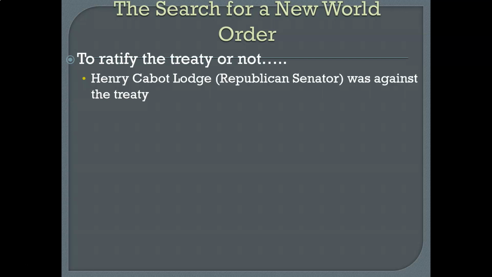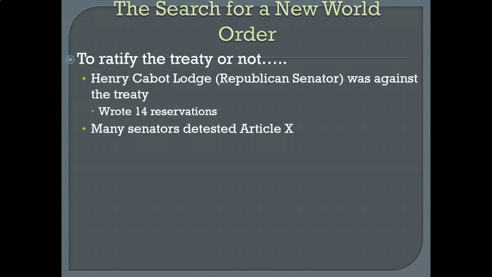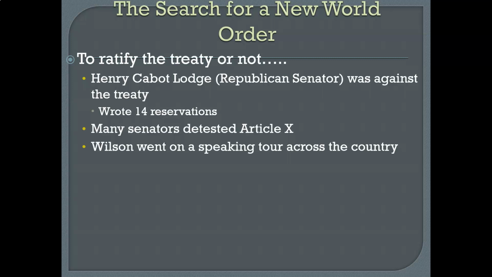Okay, Wilson presented the Treaty of Versailles, so named for the palace outside where the agreement was signed, to the Senate on July 10, 1919. But remember that chamber had many objections, specifically Henry Cabot Lodge, we'll talk about, okay, was against the treaty. He wrote the 14 reservations. And many detested Article 10, which I already talked about. And Wilson went on a speaking tour across the country talking about the irreconcilables.